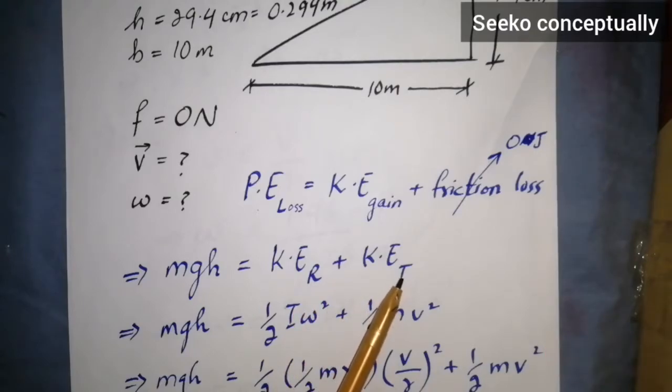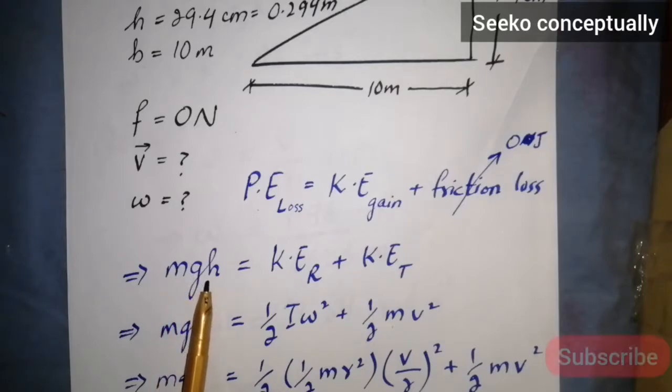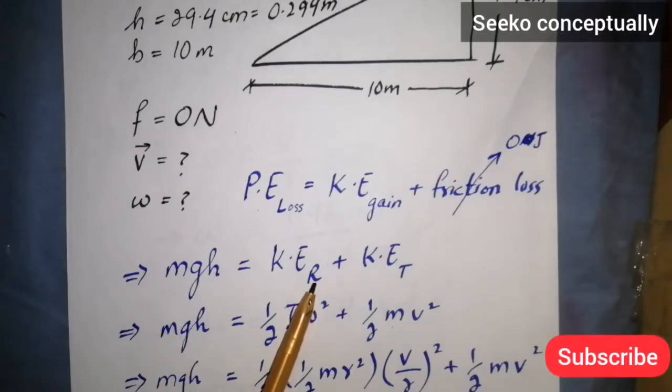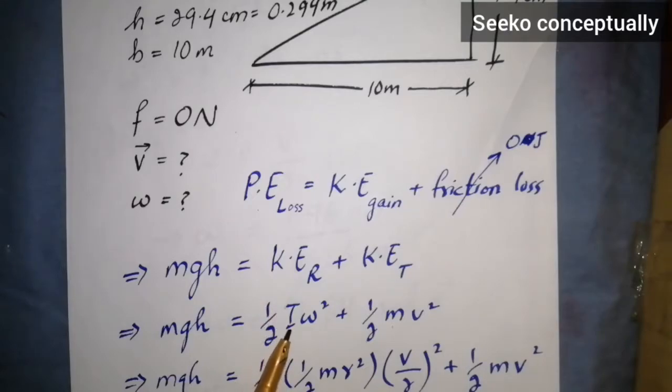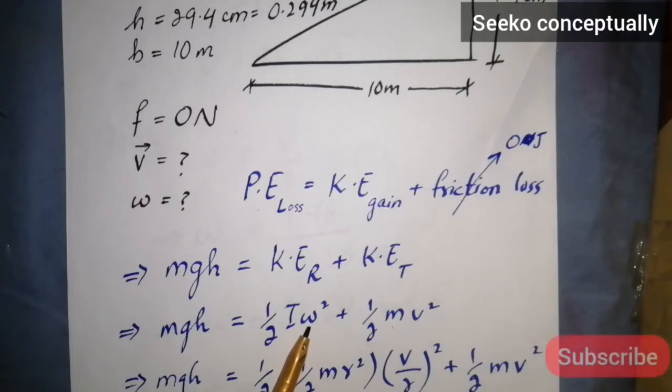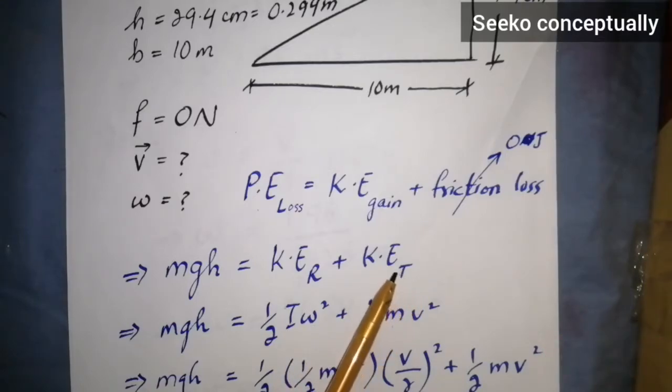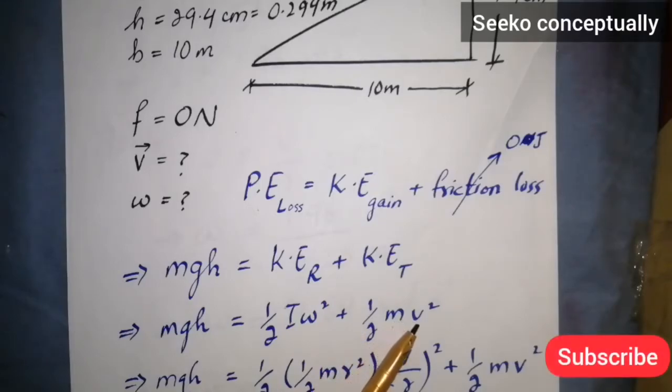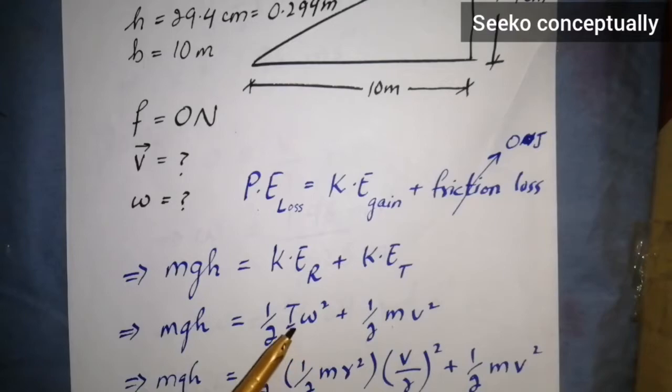and translational kinetic energy. Potential energy is given by mgh, where m is the mass of the body, g is the gravitational acceleration, and h is the height. Rotational kinetic energy is given by half I omega squared, where I is the moment of inertia of the body, omega is the angular velocity of the body, and then the translational kinetic energy is given by half mv squared. m is again the mass and v is the velocity of the body.